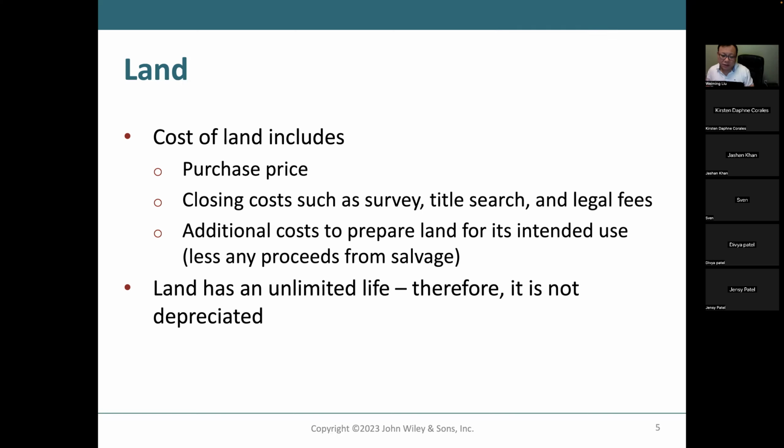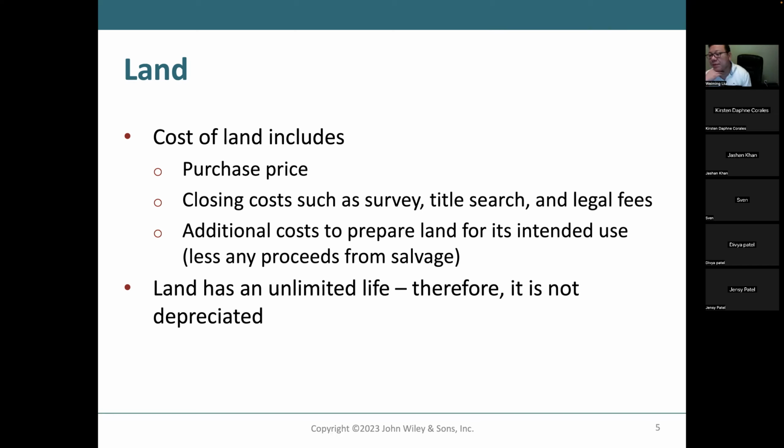The reason for this is that's my intended purpose. I intended to get the land cleared out and then make it ready for new house construction. Therefore, if I hire people to take out the trees, to level off the land, to take down the houses, all this additional cost should be part of the cost of land.